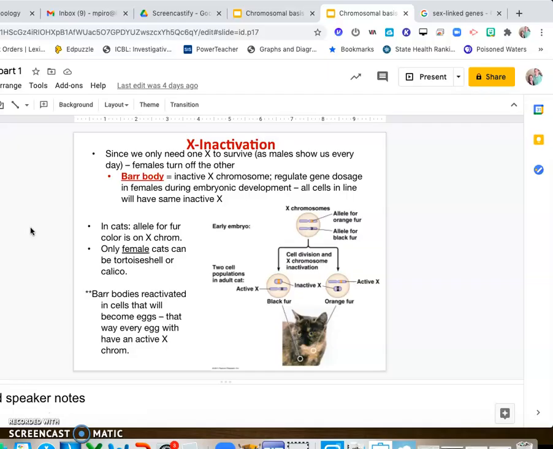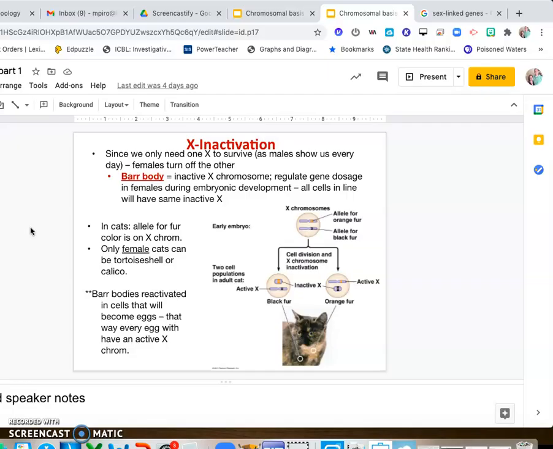Now, in the cells that will become eggs, they will reactivate that second X so that all of the potential egg cells will have an active X. We know that in meiosis with females, you're only going to get one egg and three polar bodies, but all of the potential cells that could become an egg will have an active X. So this is only in somatic cells. And again, it's because females only need one X, and so they turn the other one off. And so there you go.